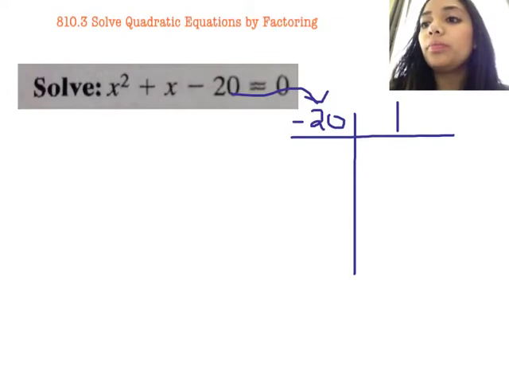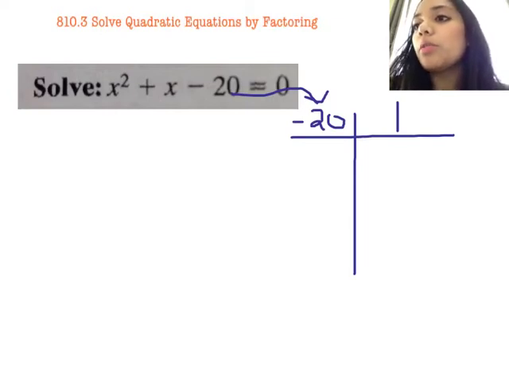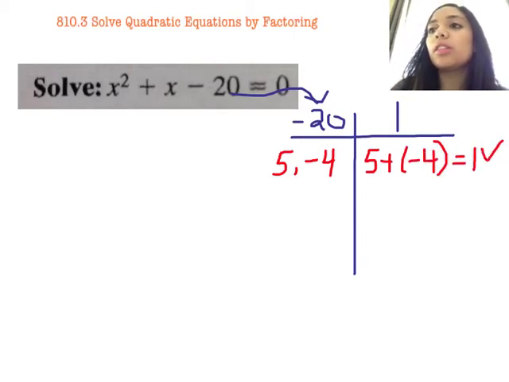So, what two numbers will equal negative 20? And I use negative because of this right here. So I have positive 5 and negative 4. And then that would be 5 plus negative 4, which is 1. Yes, so it works. So I'm going to go ahead and use those values.